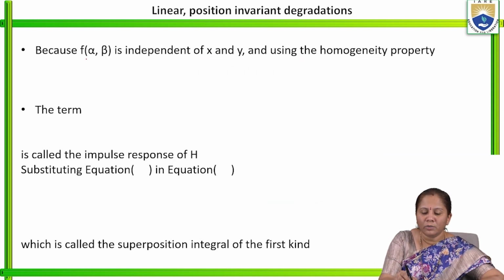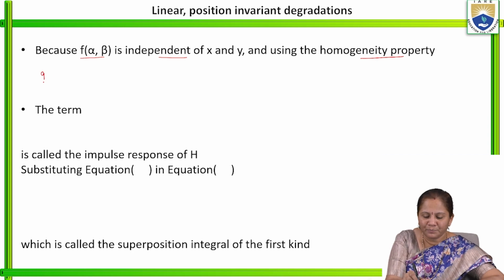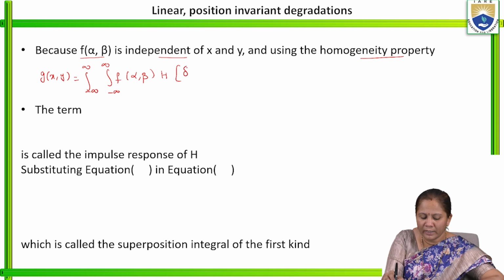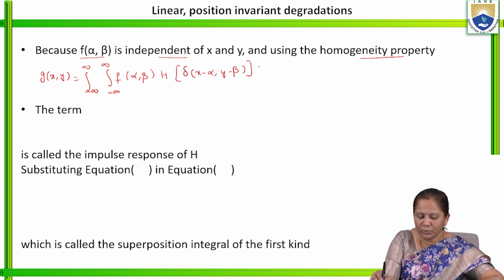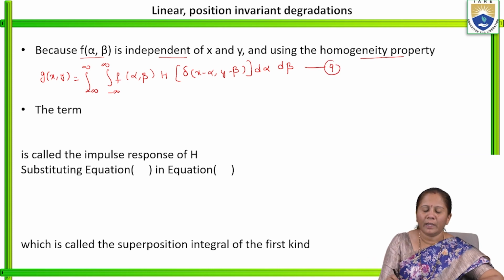Now, in the previous equation we have considered f of alpha and beta. Because f of alpha and beta are independent of x and y, and using this homogeneity property, the equation looks like g of x comma y is equal to the integral from minus infinity to infinity of f of alpha comma beta h of del of x minus alpha comma y minus beta into d alpha d beta. Consider this equation number 9.